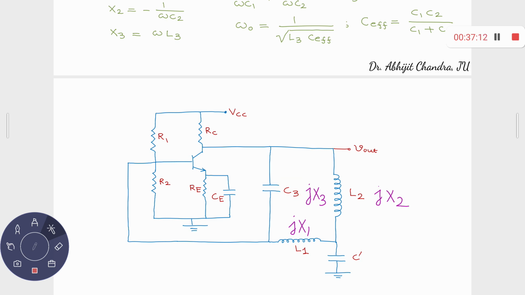So what is the need of having this C dash over there? What is the need? Collector to base, this connection is made through L2, L1 over here, and then you have this C3. So C3 also has this connection. The question is, why should you go for a C dash?